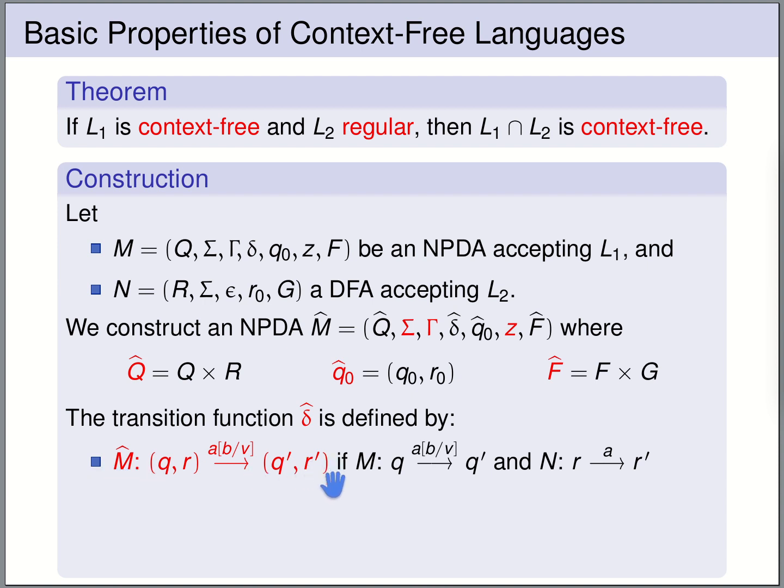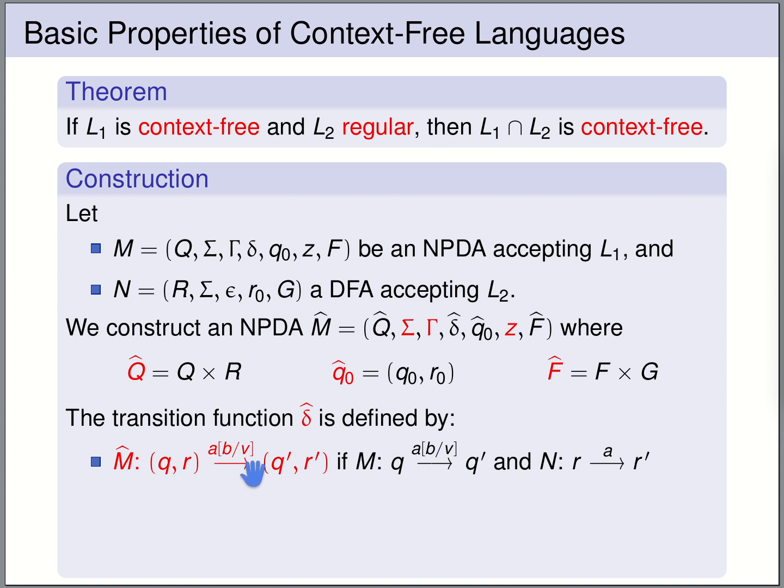Basically, the transitions model the transitions of our original NPDA M. So M hat does basically the same transitions as M if we forget about the second entry of the pair here. So if you forget about R and R prime, then you have precisely the transition of our original NPDA M. Namely, we switch from Q to Q prime if we read input symbol A and we have a B on the stack, and we remove the B and replace it by V. And our NPDA M hat does the same thing.